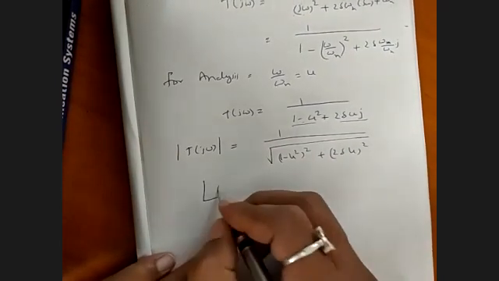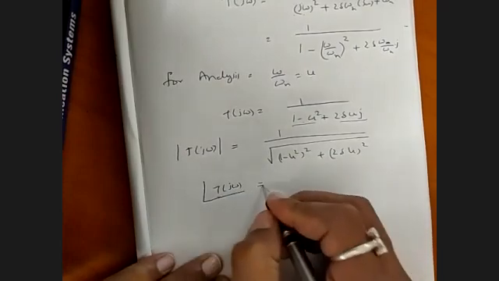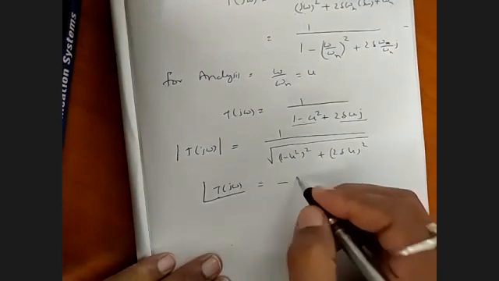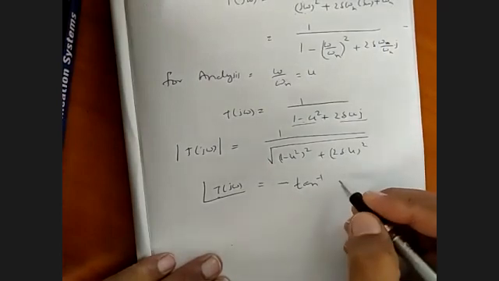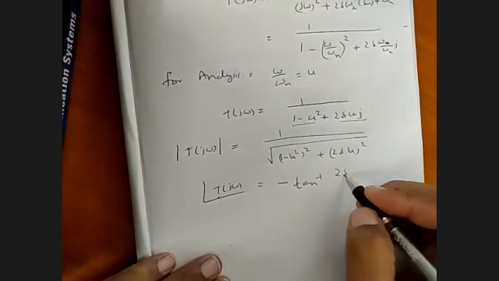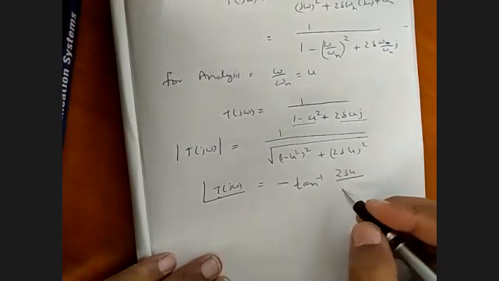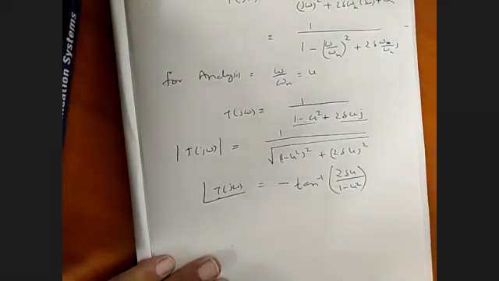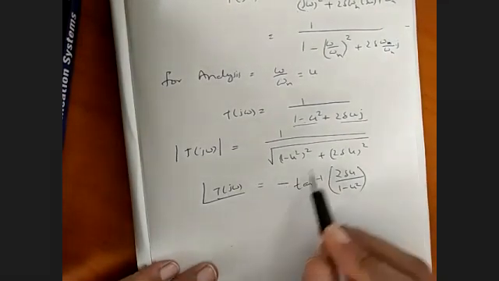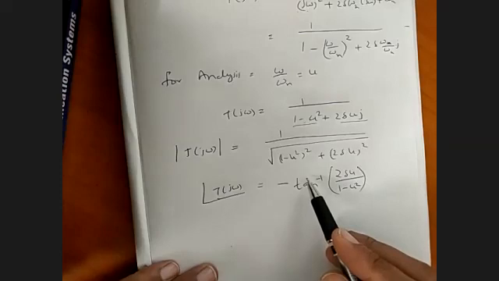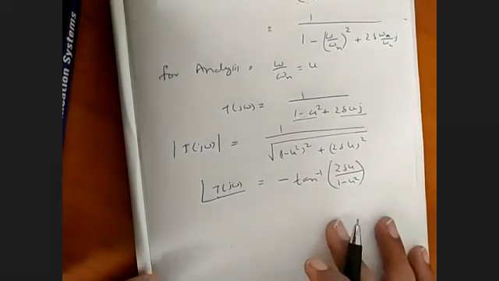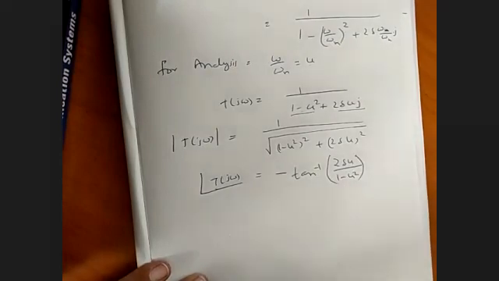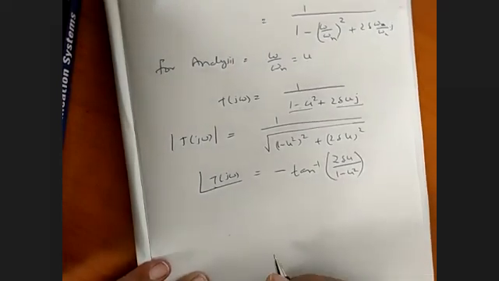And angle of T(j omega) will be minus tan inverse 2 delta u upon 1 minus u square. This minus because it is on the lower term, so the angle of the lower term becomes minus. So it will become minus tan inverse 2 delta u upon 1 minus u square.